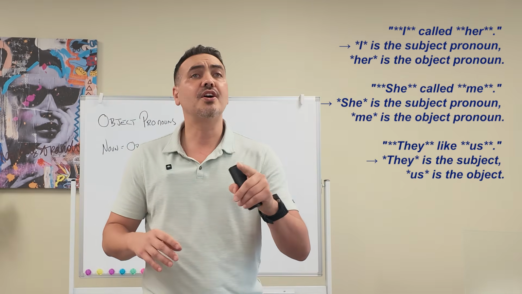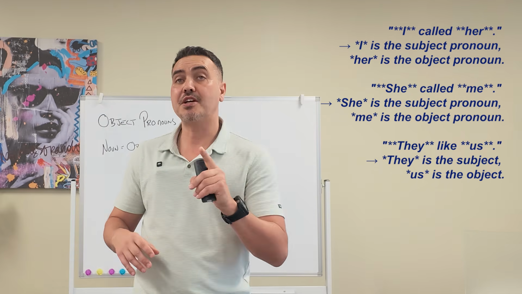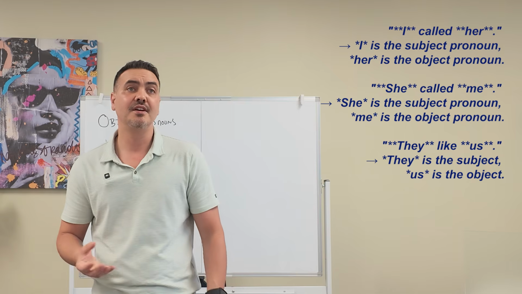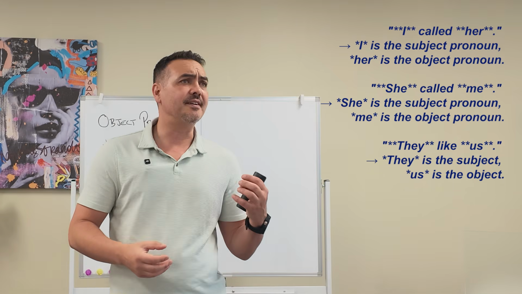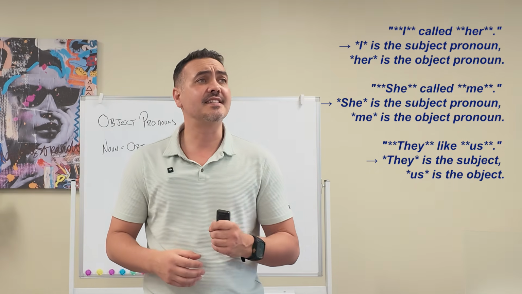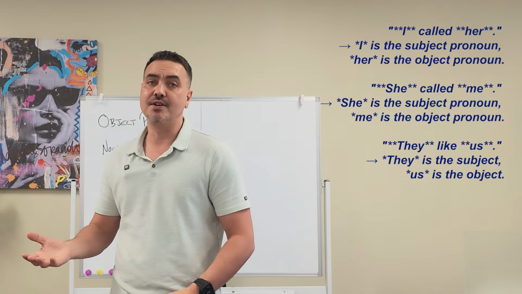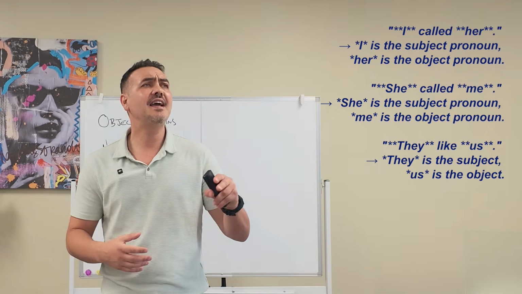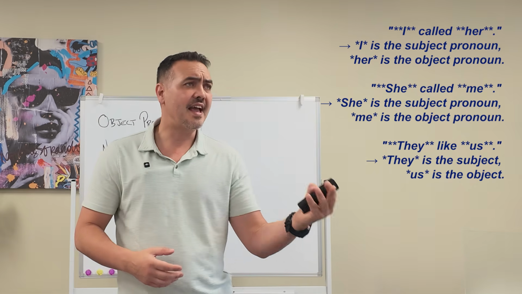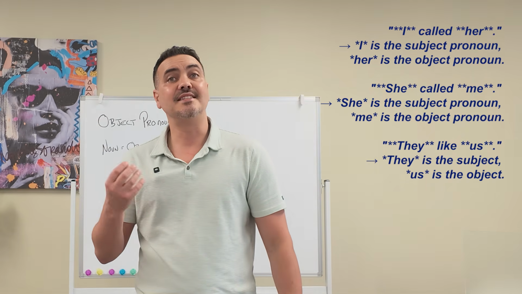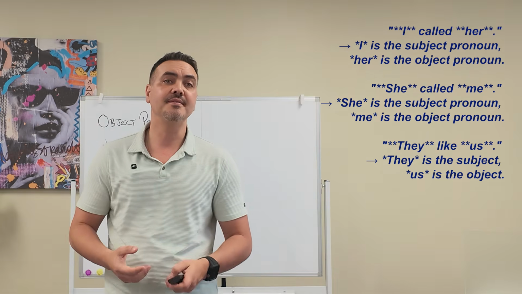I called her. I is the subject pronoun. Her is the object pronoun. She called me. She is the subject pronoun. Me is the object pronoun. They like us. They is the subject. Us is the object. Okay?